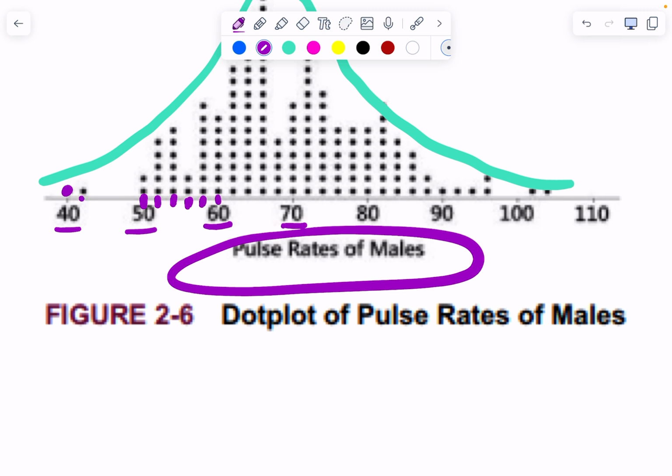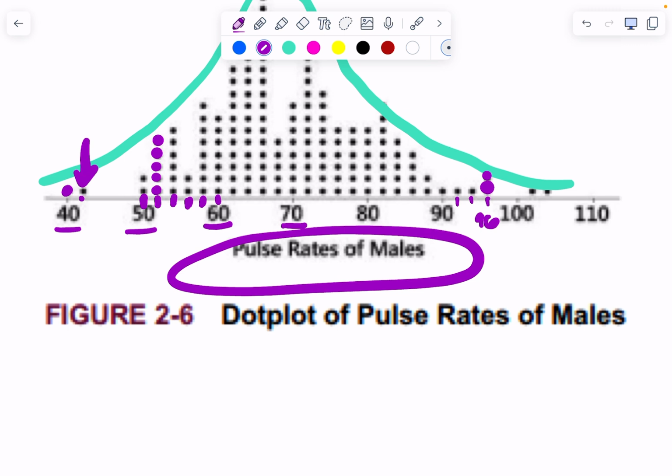So this dot right here is at 42. There was one person that had a pulse of 42. There were 1, 2, 3, 4, 5 people that have a pulse rate of 52. There were 2 people that had a pulse rate of 92, 94, 96, right? Do you see how this works? Dot plots. You're doing dots and going up. Sometimes they will do X's instead of dots, right? But you're going up. Got it?